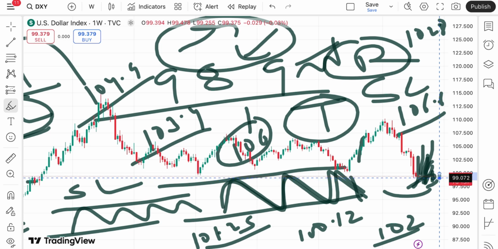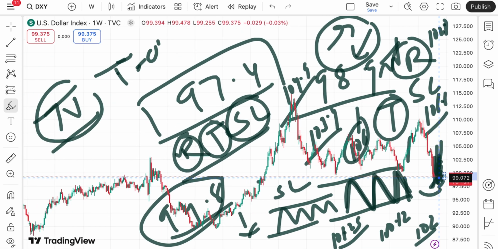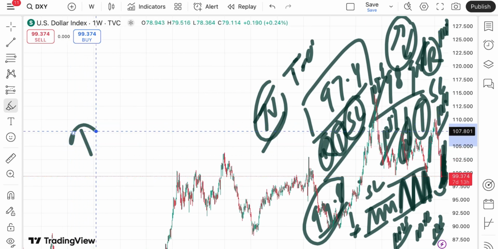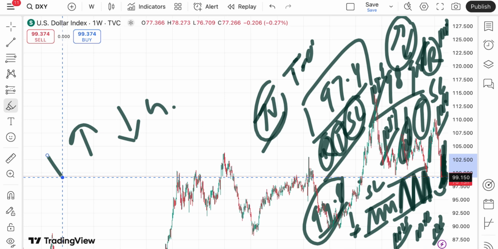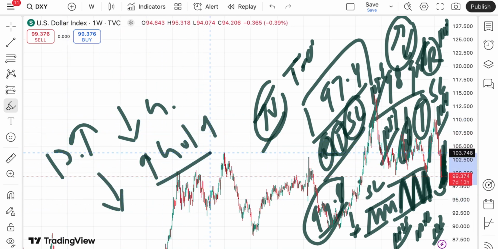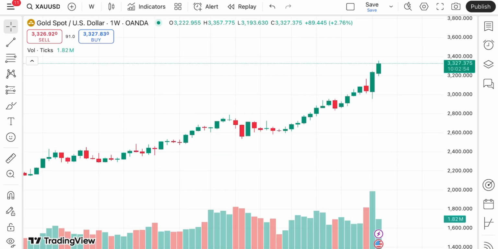But if the price doesn't sustain, it can move down again to 99, then to a level of 98, as I've already explained to you. When the dollar index starts going high, we see the gold price come down, and when the dollar index starts going down, we will see the gold price go up. Silver, crude, and support will be as per the week.